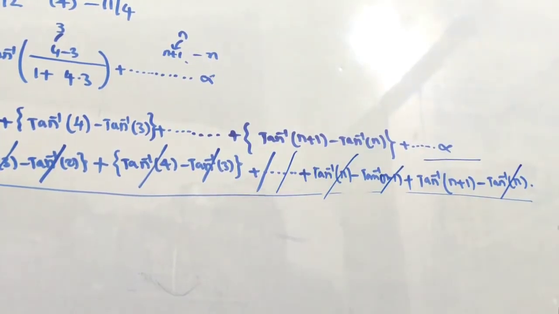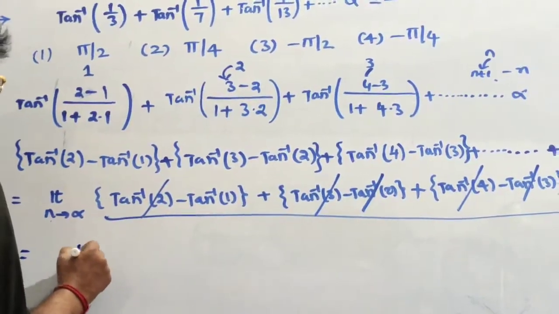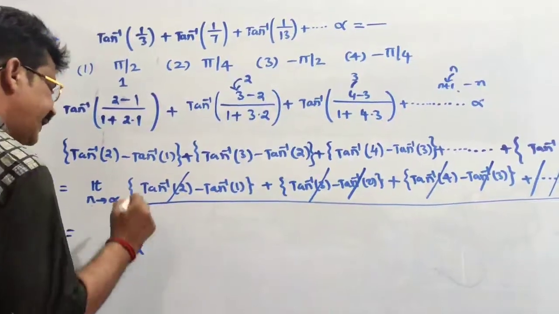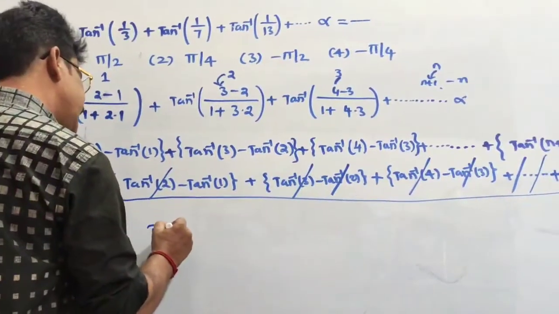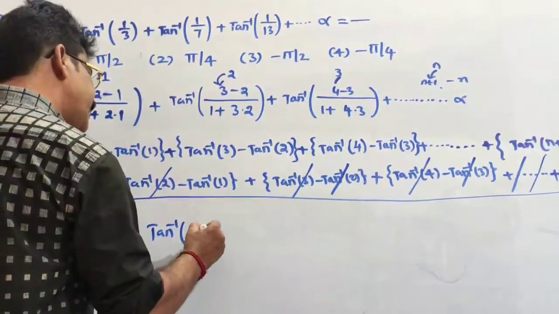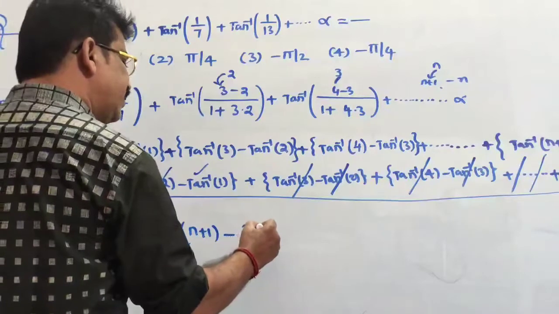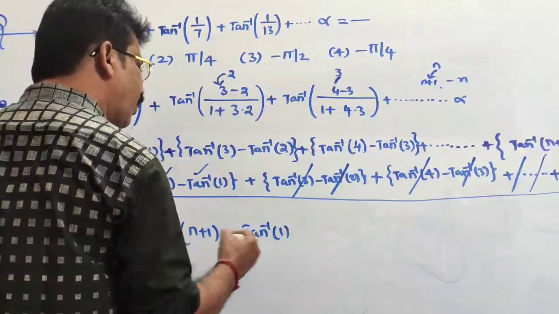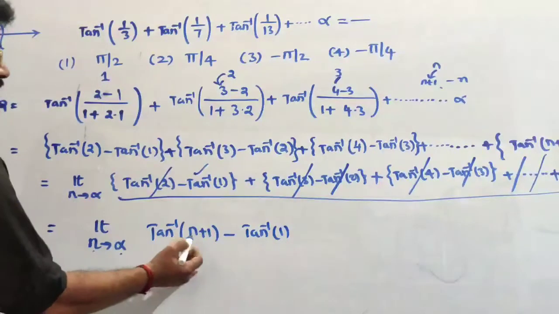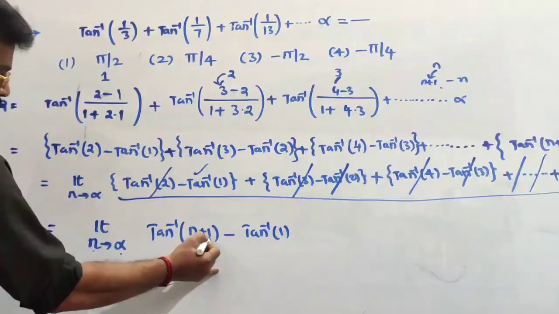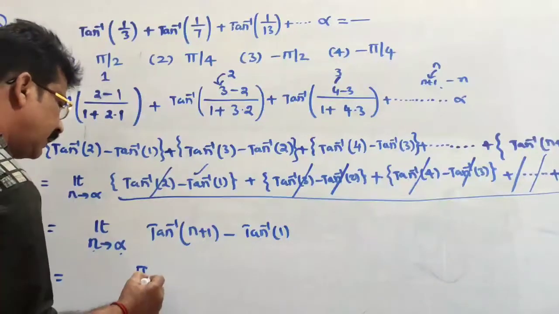So only 2 terms remain, namely the limit as n tends to infinity of the last term, tan inverse of n plus 1, minus this one. Only 2 terms remain, tan inverse of 1. So that is equal to tan inverse of infinity. N tends to infinity means infinity plus 1 is infinity, and tan inverse of infinity is pi by 2.